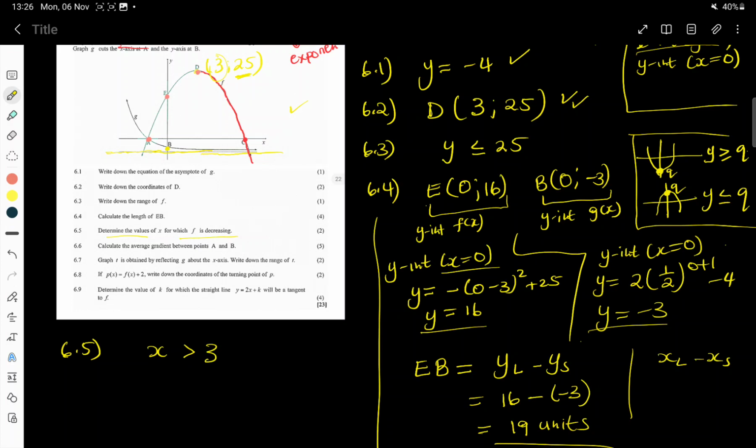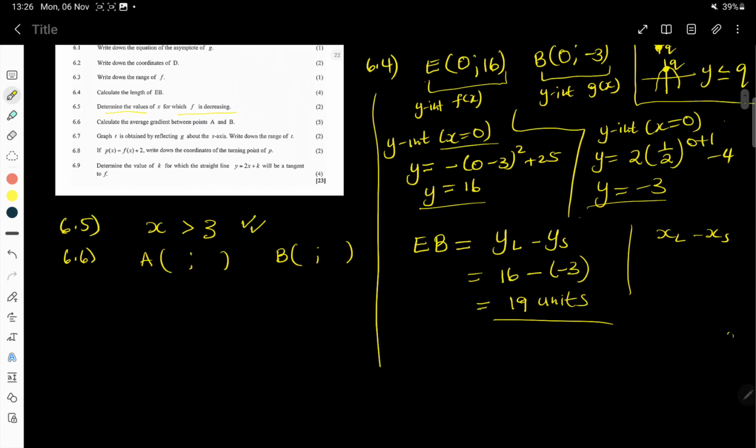And then next one, this is 2 marks. And then 6.6, the average gradient between A and B. Also between A and B, you need to find the x-intercept and the y-intercept, the coordinates of A. You need the coordinates of A, you need the coordinates of B. So A is the x-intercept of G. So let's do like this.